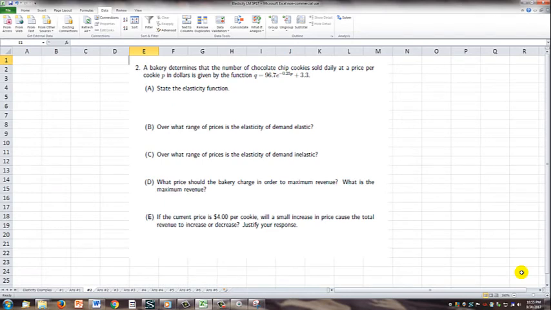Okay, I wanted to do one more example with you. Number 2 in the lab manual, a bakery determines that the number of chocolate chip cookies sold daily at a price per cookie P in dollars is given by this function. We have to create the elasticity function. And I wanted to go over how you answer questions like B and C, over what range of prices is the elasticity of demand elastic and inelastic. And then I also wanted to review how you create a revenue function because you need a maximum revenue function. So I'm going to do those things on paper and then come back to Excel.